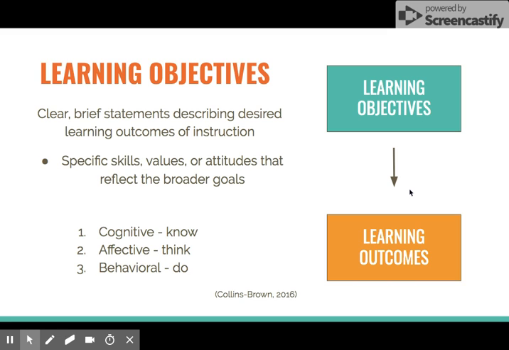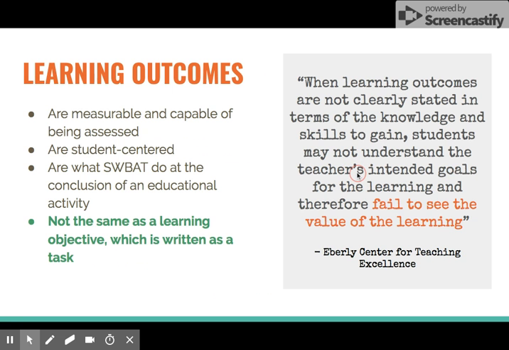So that's not to say learning objectives are bad. Learning objectives are great because they are specific skills, values, or attitudes that we want students to be thinking about or knowing or doing throughout a lesson. But learning objectives lead into learning outcomes, and they're not interchangeable. They're definitely not the same thing. Learning outcomes are measurable and capable of being assessed.